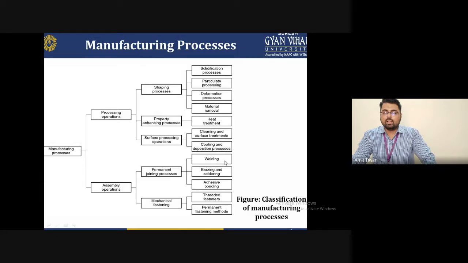For permanent joining, we can use welding, brazing, soldering, and adhesive bonding. These all are under the category of permanent joining that we do when manufacturing any product. And for mechanical fastening, we can say threaded fasteners and permanent fastening methods are used under the category of mechanical fastening.